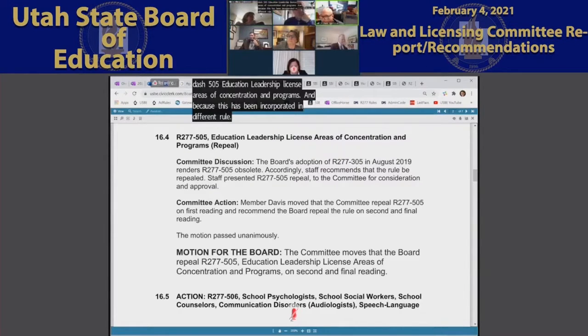Okay, the motion before the board is that the board repeal R277-505, Education Leadership License Areas of Concentration and Programs on second and final reading. Discussion to the motion? Seeing none, please vote. This is Natalie. Yes. Okay, thank you, Natalie. Unanimous. Yep, voting is complete and the motion passes unanimously.